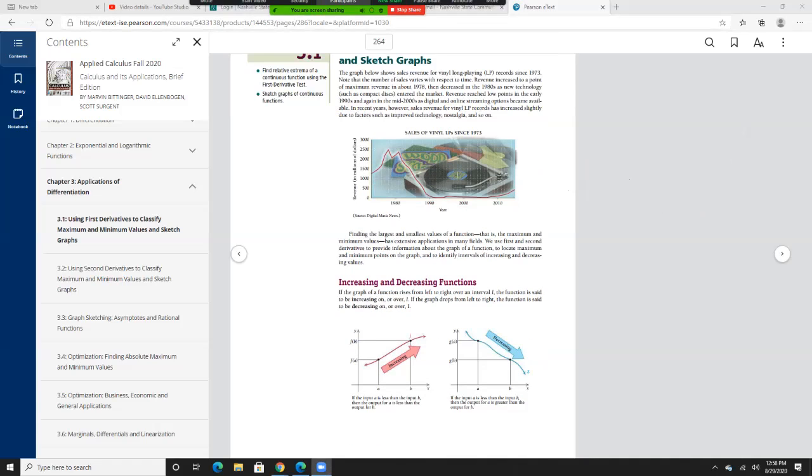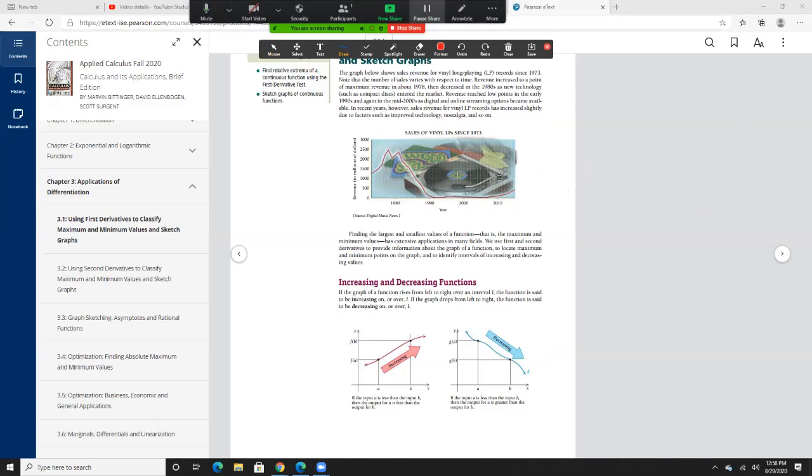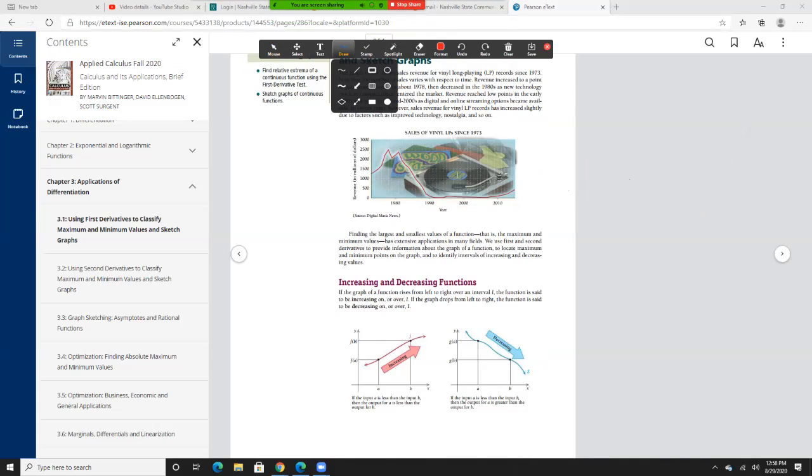So let's take a look at the bottom of this page here and see what the author wants us to understand. The first thing we have here is increasing and decreasing functions. And I want to walk you through the notation, because when you first read a calculus textbook, it can seem somewhat overwhelming. And I hope that I can explain in a way that makes the notation less intimidating.